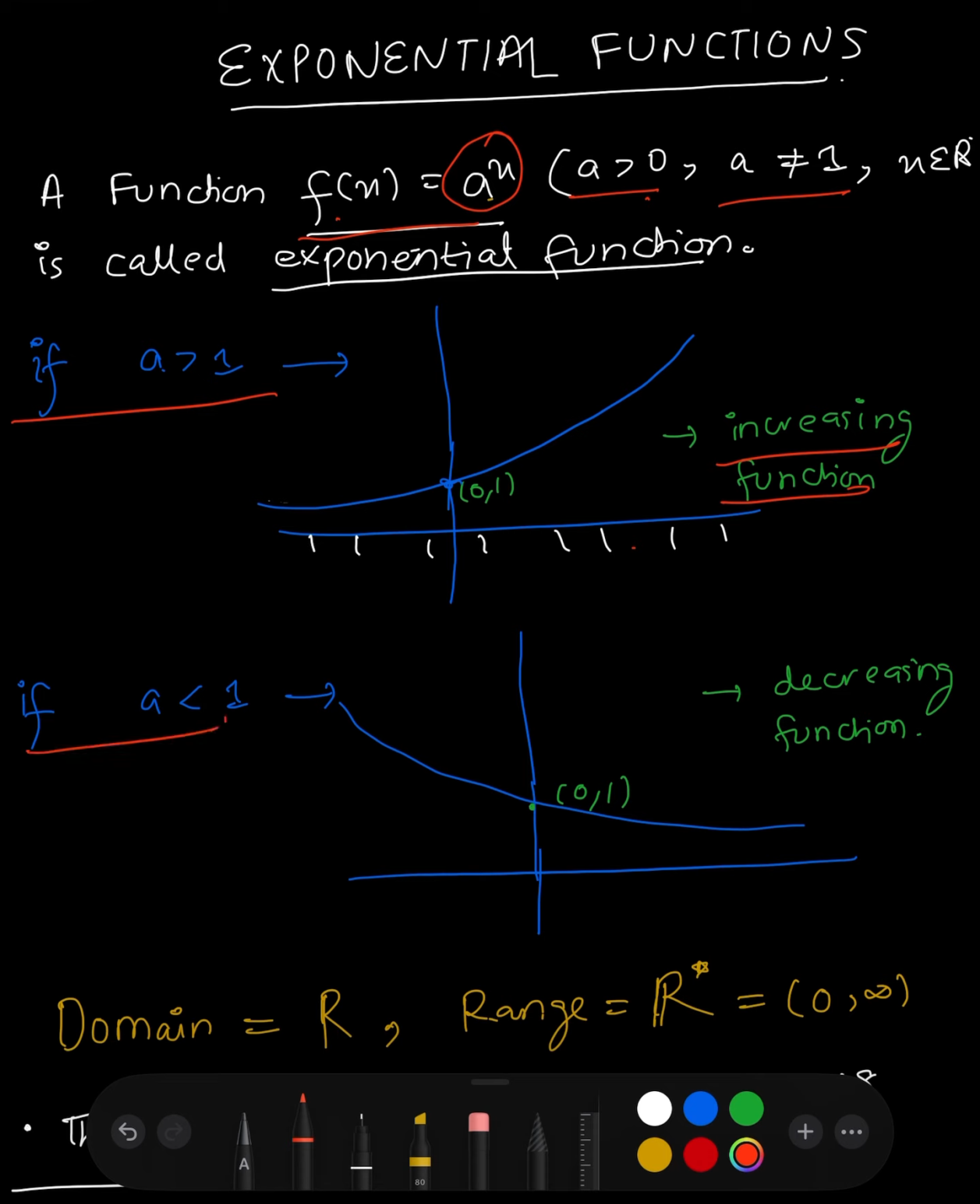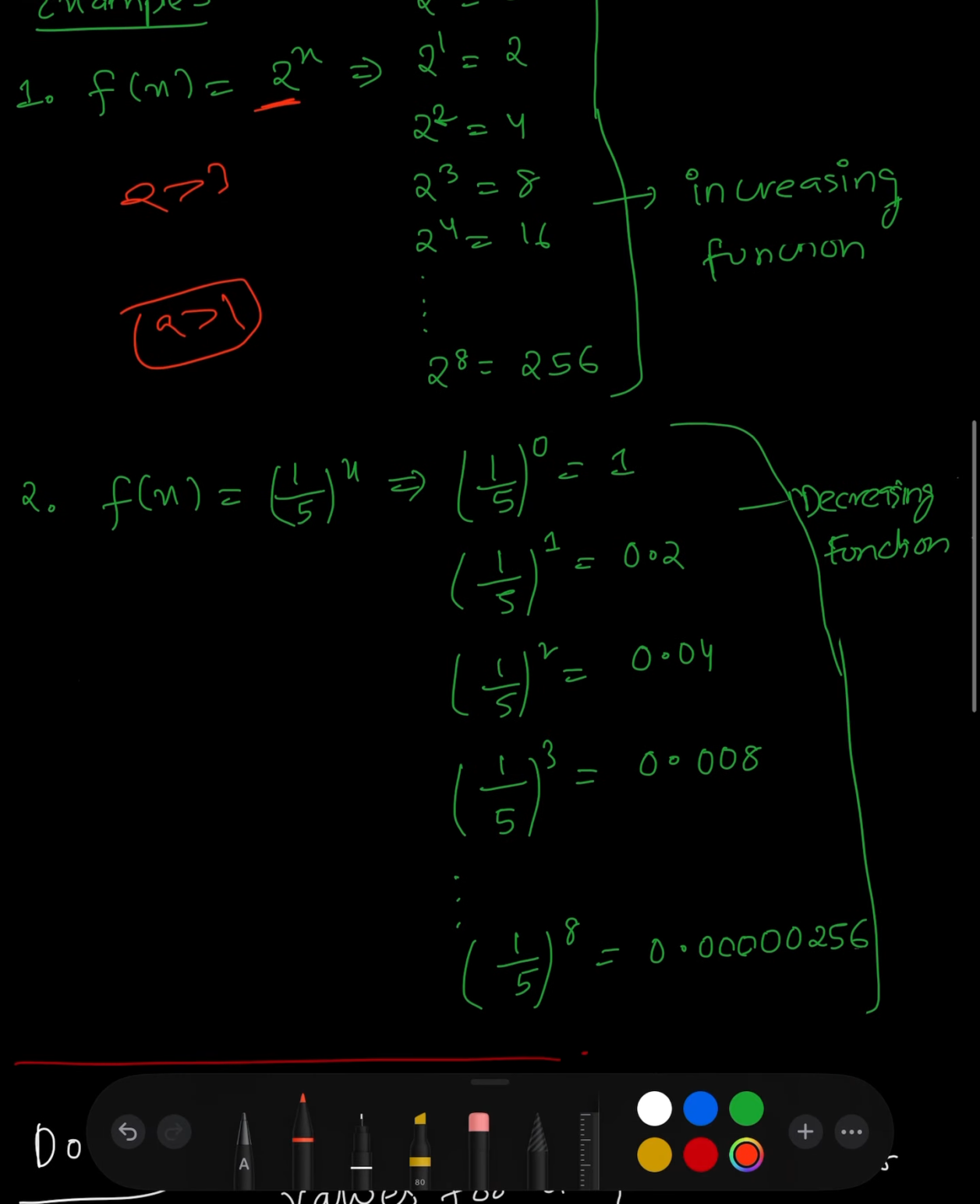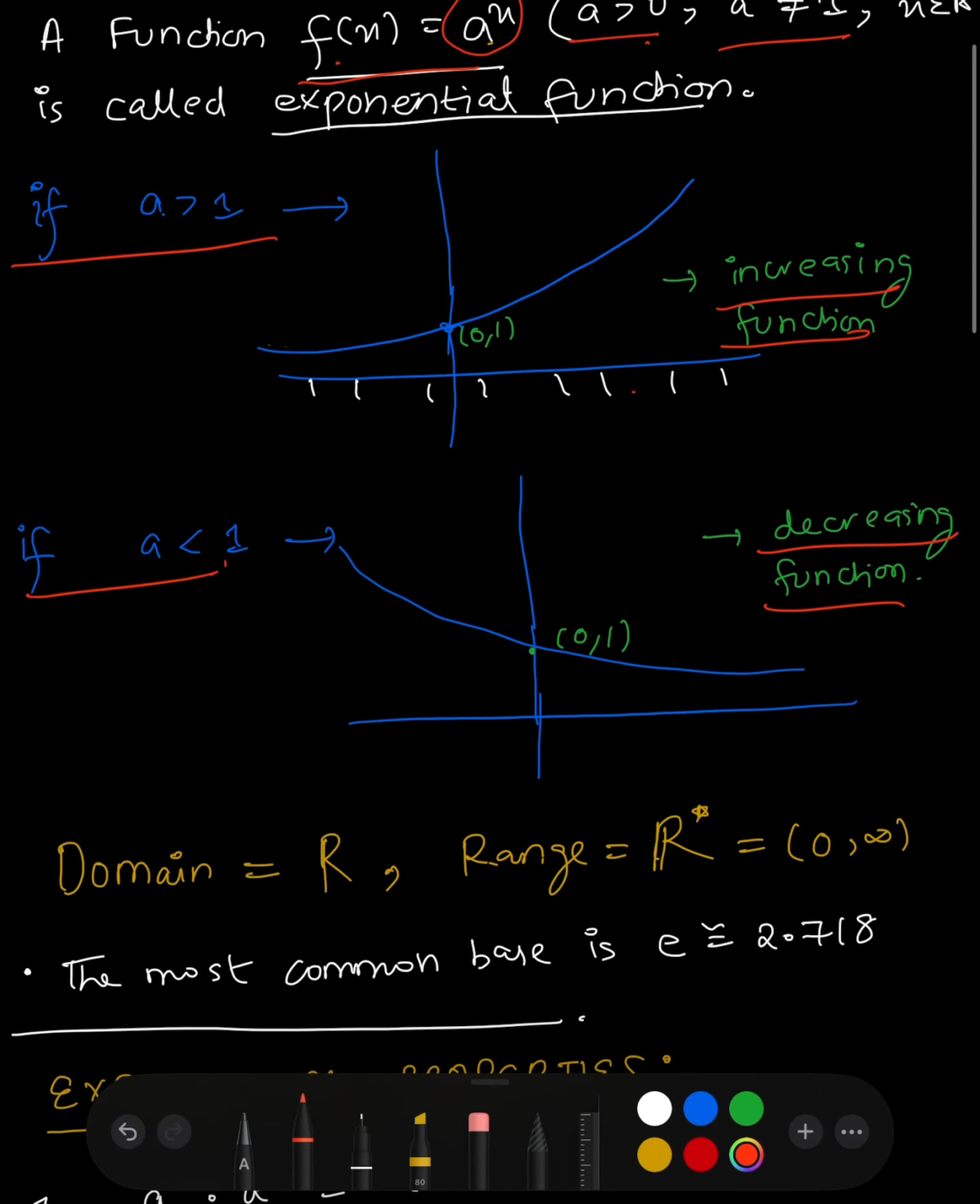Similarly, if a is less than 1, the graph of the function looks like this and it is always a decreasing function. I have given an example here, f(x) equals (1/5) to the power x. If we keep on increasing the value of input, we see the function values decrease rapidly. So this is an example of a decreasing function. So we know what an exponential function is: f(x) equals a to the power x, a function of this form.